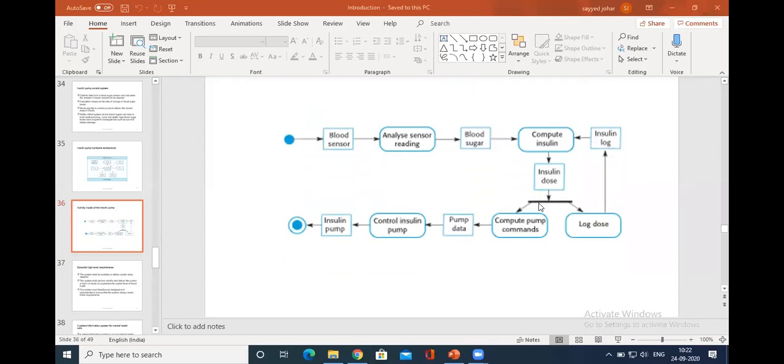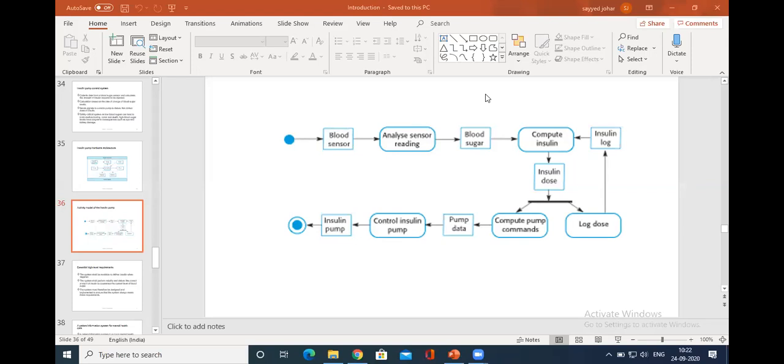So this was the activity diagram we have discussed. In fact, it is a Unified Modeling Language activity model. The basic idea is to illustrate how this software transforms its input, that is the sugar level, into a sequence of commands so that an insulin pump could take a decision. So what sort of insulin is to be injected to a patient?